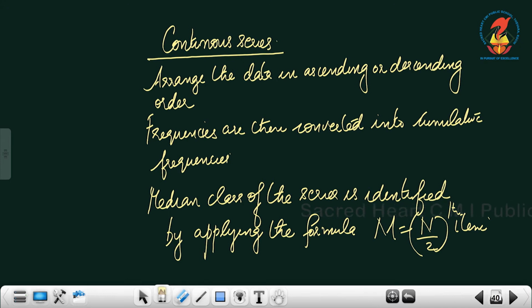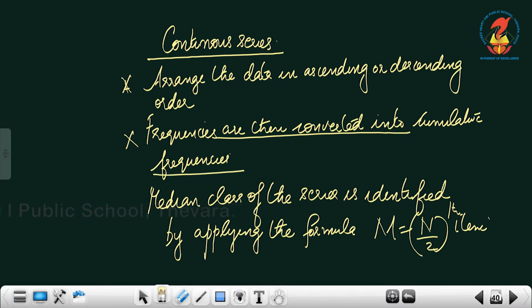Now, in the continuous series also, what you have to do is, the first step that you have to follow is arrange your data either in ascending or descending order. Now, again frequencies are then converted to cumulative frequencies. Then you have to be very careful. The next step that you have to do is median class has to be identified.